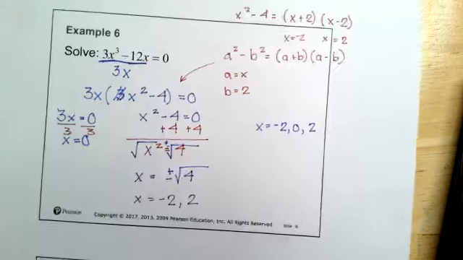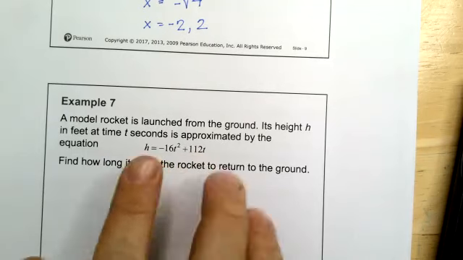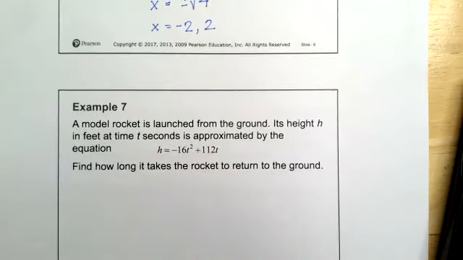Okay, here is a real life example. A rocket is launched from the ground. Its height in feet at time t is approximated by the equation h equals -16t squared plus 112t. So based on this, if I know how many seconds it's in the air, I can figure out how high it is at that point, okay?